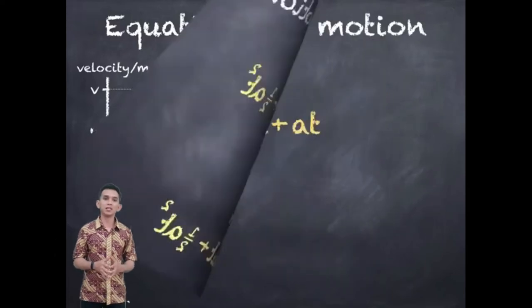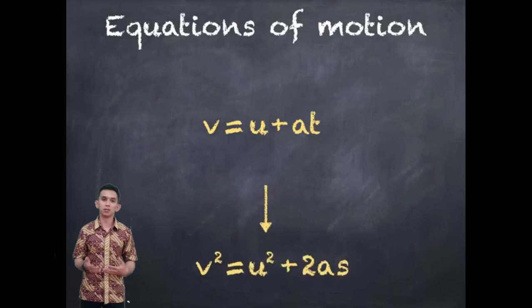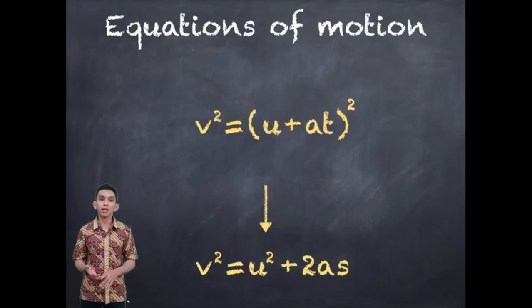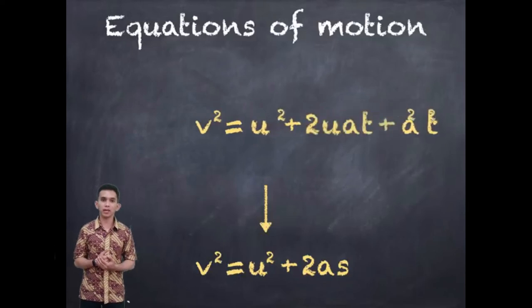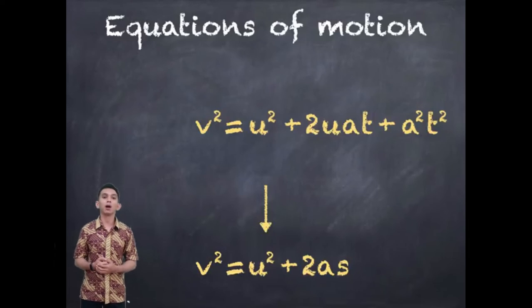For the third derivation, we start with the first equation and end with this: v squared is equal to u squared plus 2as. We start by squaring both sides, which gives us this. We then want to multiply out the brackets. There's more than one way of doing this, but we should end up with v squared is equal to u squared plus 2uat plus a squared t squared. Obviously, you will want to try this yourself.